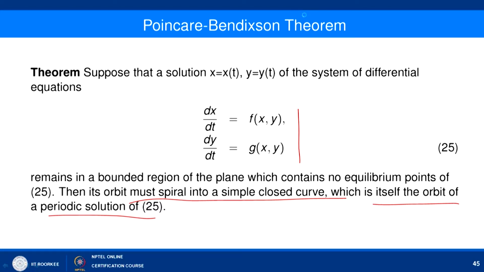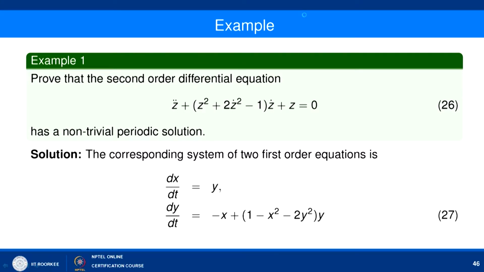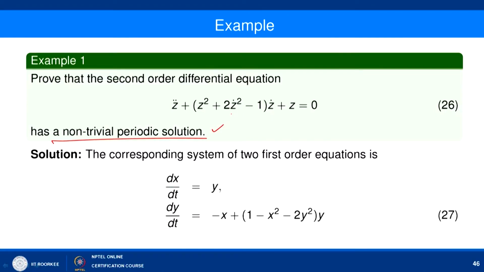which is a little bit involved. Rather, we are discussing some very good examples based on this theorem. One example is to prove that the second order differential equation z double dash plus (z squared plus 2z squared minus 2 z dash squared minus 1) z dash plus z equal to 0 has a non-trivial periodic solution. First of all, this is a nonlinear differential equation, and the corresponding system of two first order equations is dx/dt equal to y and dy/dt equal to minus x plus (1 minus x squared minus 2y squared) times y.